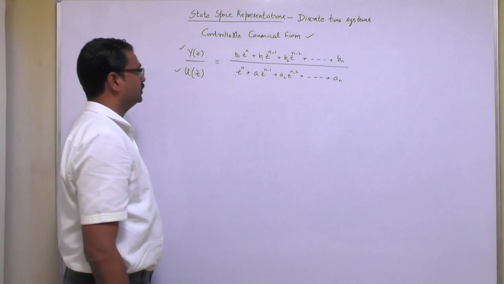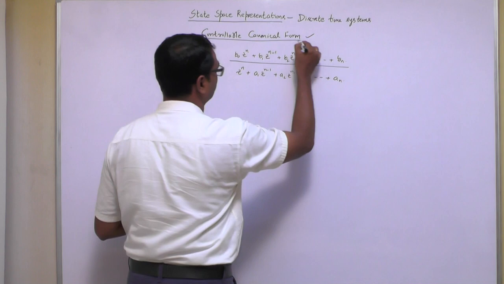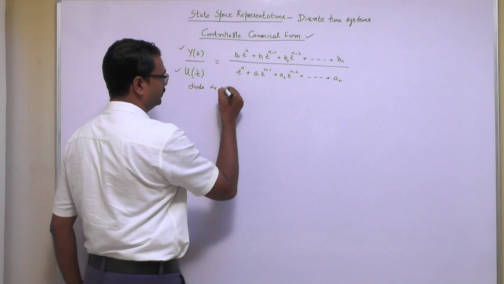Now when we are having this pulse transfer function, we have to convert this into state space form, right? And that state space form is our controllable canonical form. Now that controllable canonical form can be obtained by first dividing numerator and denominator with z^n.